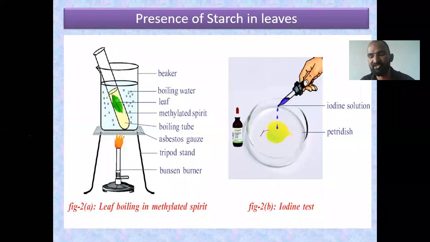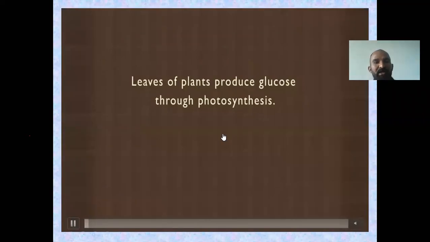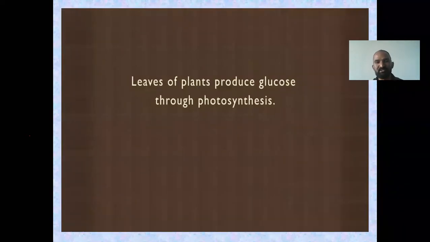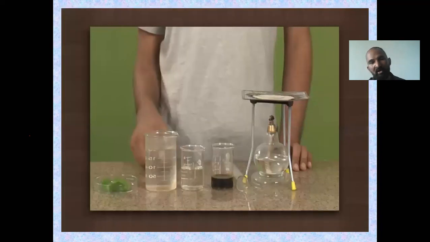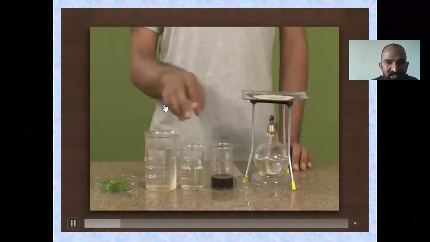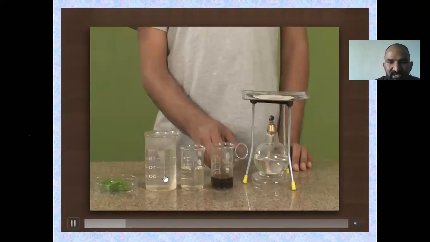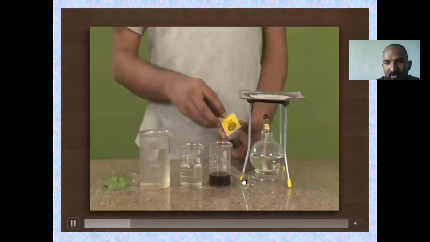Now coming to the third step of the experiment, which is the procedure. Before going to the procedure, just watch this video. The leaves of plants produce glucose in the process of photosynthesis. Already we know that. The excess glucose is converted into different carbohydrate molecules, which may be starch, cellulose, or another. To see that, here it is: watch glass, leaves, beaker, iodine solution, and boiling tube.